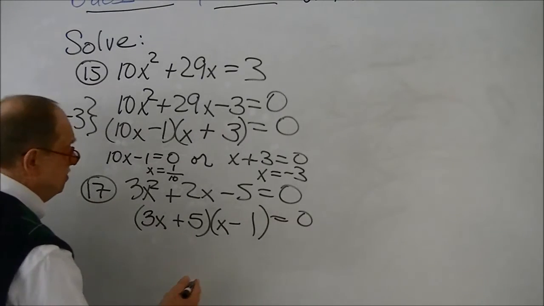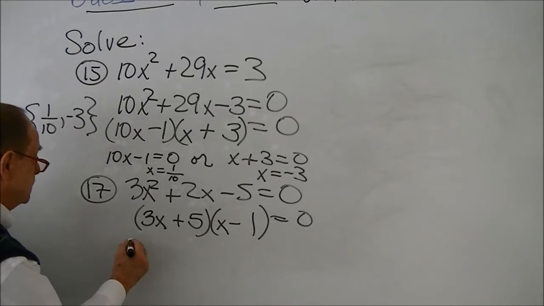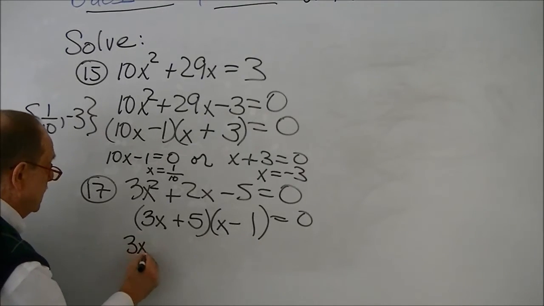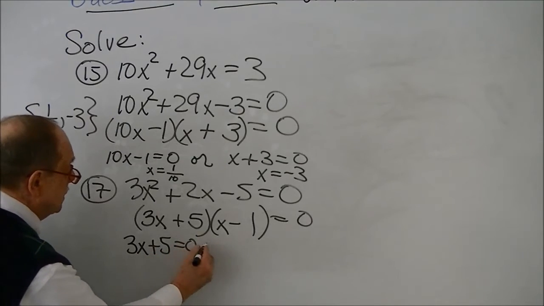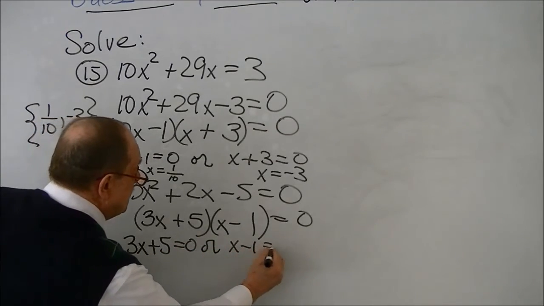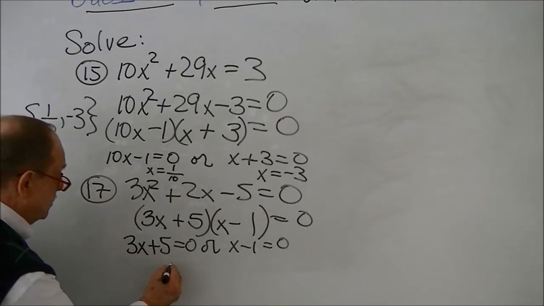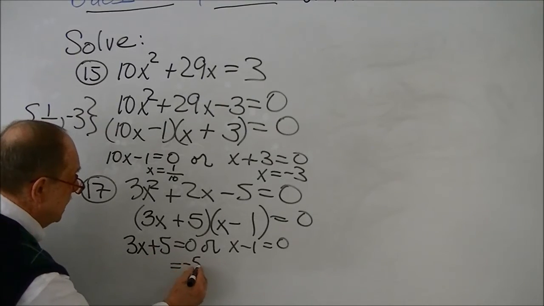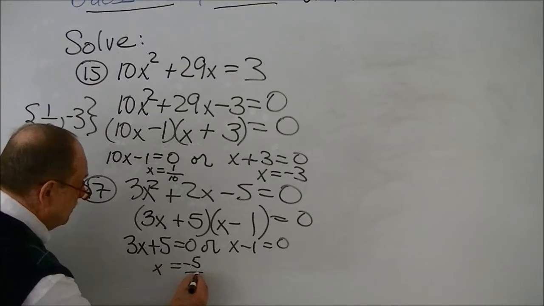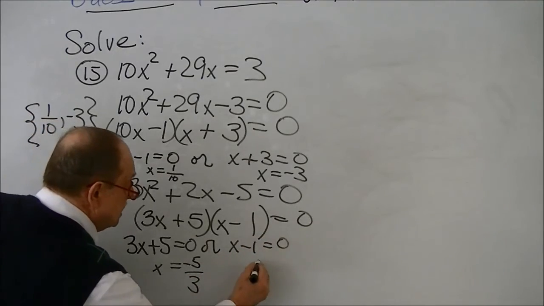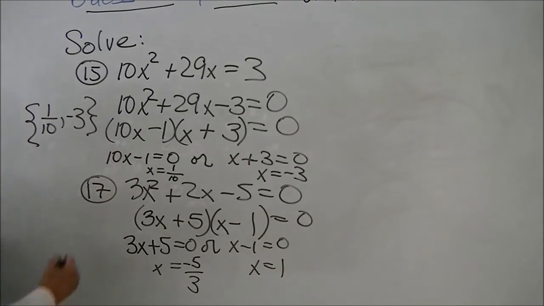So again, this step, you can do it mentally, but initially you may want to write it out. And then we're going to transpose the 5, becomes a negative 5, and then divide by 3. And this just becomes a 1. So our solution set here is a negative 5/3 and a positive 1. Okay, we're moving right along.